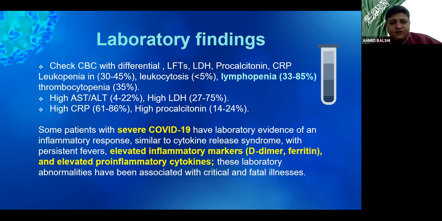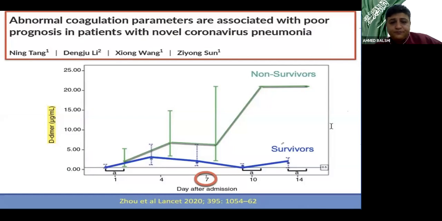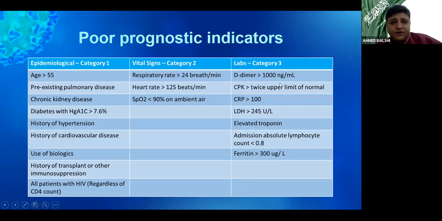The most important inflammatory markers that are elevated in COVID-19 patients are D-dimer and ferritin, reflecting the severity of the disease. Increasing D-dimer correlates with mortality. Here we can see some patients coming with a little higher D-dimer, more than one, but after 1 week the D-dimer jumps to more than 20, more than 40, very highly positive, and it really correlates with non-survivors, with death.